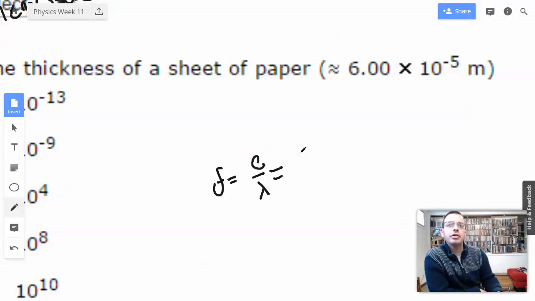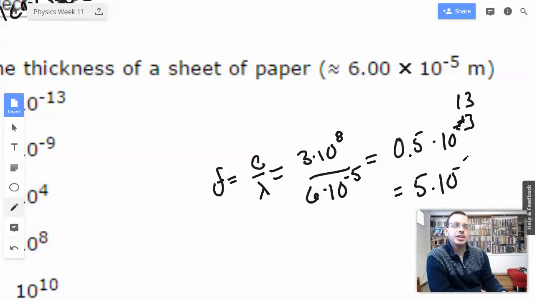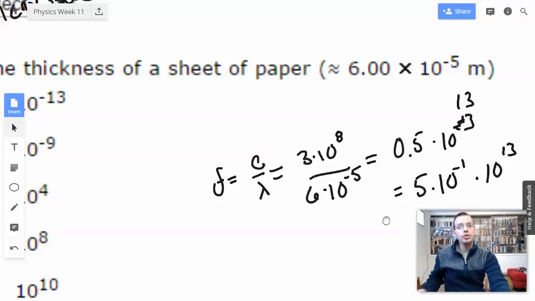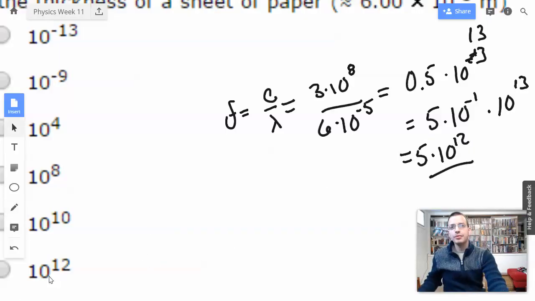So then we have 3 times 10 to the 8th over 6 times 10 to the negative 5th. I see why they use 6. Thank you, well done. Equals 0.5 times 10 to the 13th, because the negative 5 becomes a positive 5 on top. So this is the same as 5 times 10 to the negative 1st times 10 to the 13th. Combine the two and we get 5 times 10 to the 12th. So 10 to the 12th.